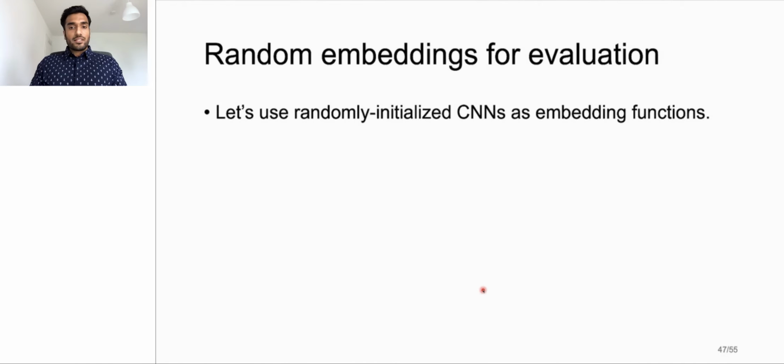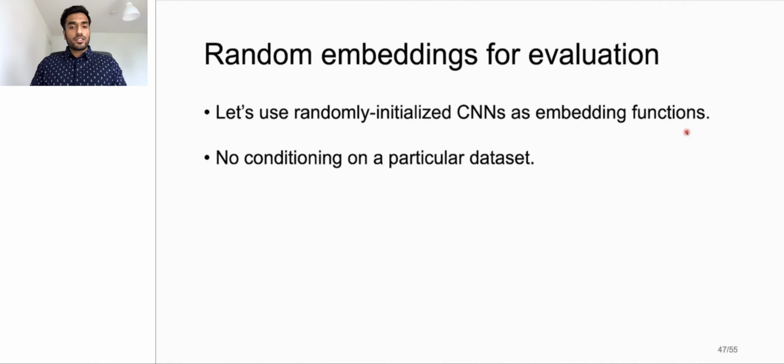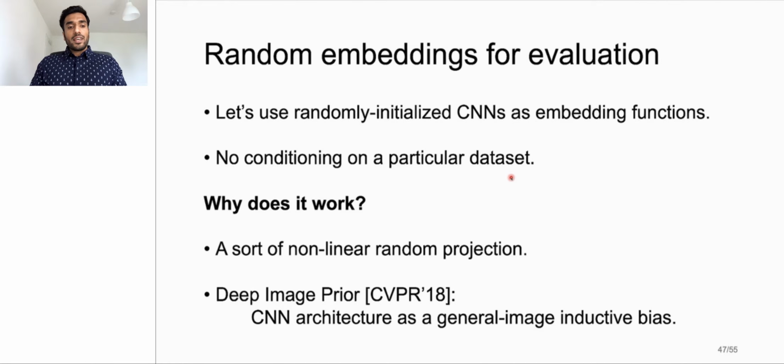In order to address this limitation, we propose to use a randomly initialized CNN as an embedding function. This has the nice benefit that it is not conditioned on any particular dataset. This works as it is sort of a nonlinear random projection on the set of images. This is shown in previous work, where such an embedding space can be used for perceptual distance or image restoration. Some related work from CVPR 18 hypothesized that the CNN architecture in this case acts like a prior on the set of images.